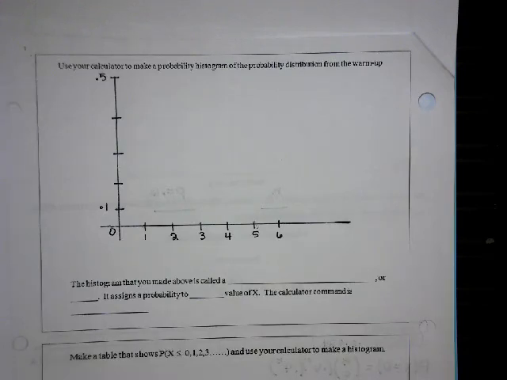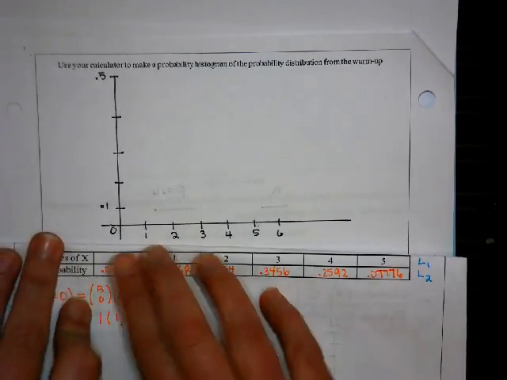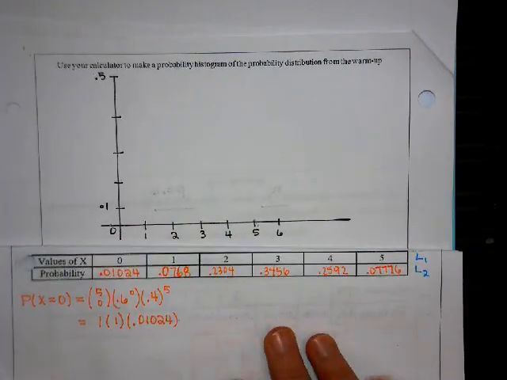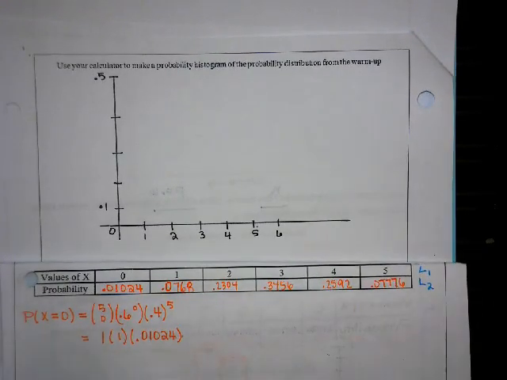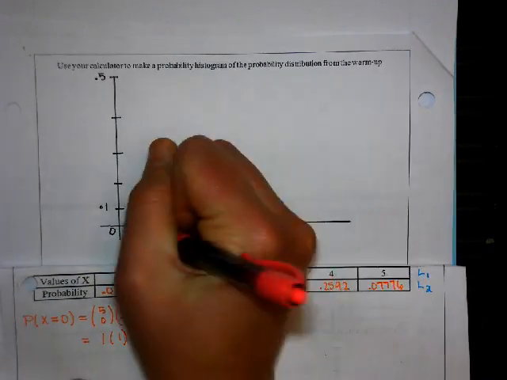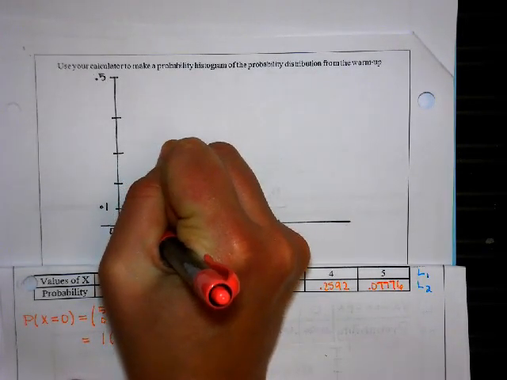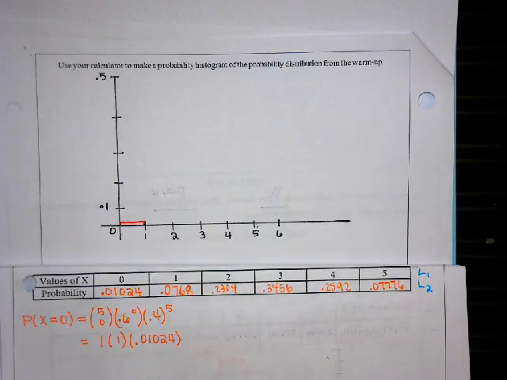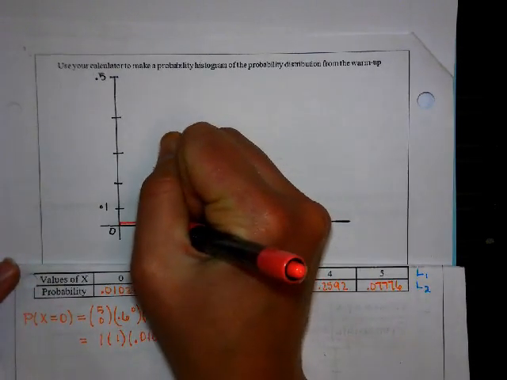No. All right, so the heights of our bars are going to be our probabilities. This way you guys don't have to flip back and forth. So from 0 up until just shy of 1 is 0.01024. So it's really not that tall of a graph. It is tiny. And then 1 up until just shy of 2 is 0.0768, so that's not even up to our first hash mark.